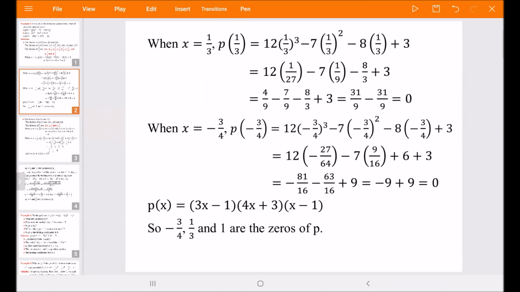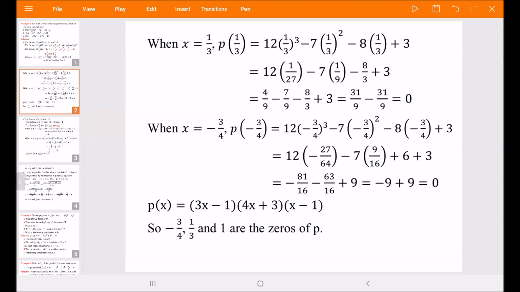So 1 over 3 cubed means 1 over 27. 1 over 3 squared means 1 over 9. Then 12 times 1 over 27, dividing by 3, it is equal to 4, and dividing by 3, it is equal to 9. So the simplest form of this is 4 over 9. Then we have minus 7 over 9, minus 8 over 3, plus 3.